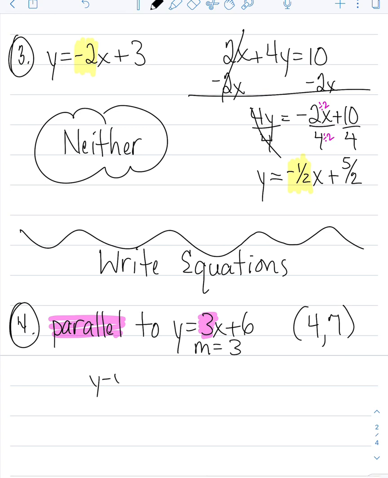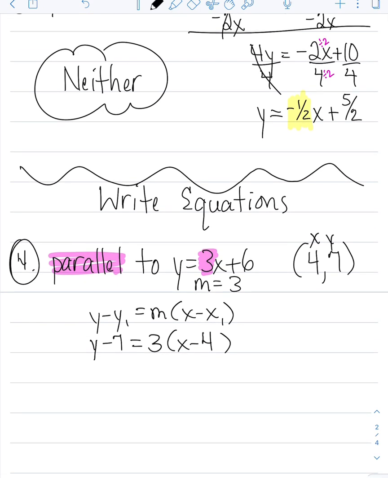So y minus y1 equals m times x minus x1. So this is your x and your y. So this is going to be y minus 7 equals, what's our slope? 3 times x minus x1. Oh, we know what the x1 is. Sorry about that. The x1 is actually 4. So if I leave it in point-slope form, that would be okay.